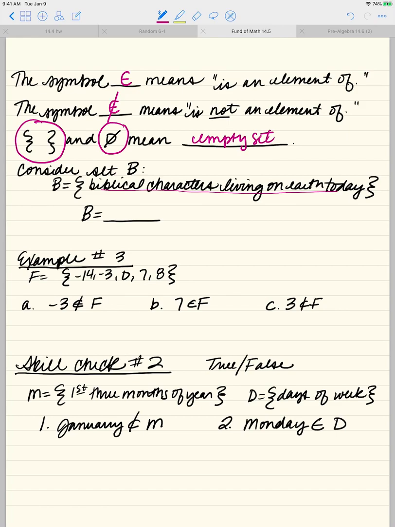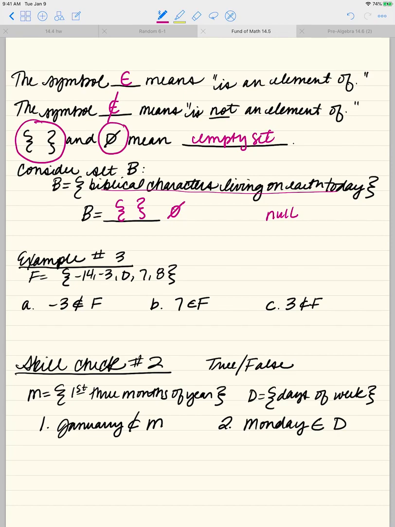Hopefully you're sitting there saying, I'm a little confused because there are none. There are no biblical characters living today, so we have no elements to put in that set. So that would be the empty set, or you could write it like this. Sometimes people call that empty set the null set, N-U-L-L. We're going to just call it the empty set for the sake of this class right now, but just know that if you see the word null set, that's what that means, okay?